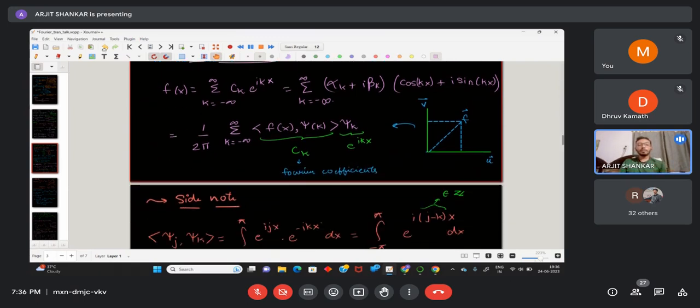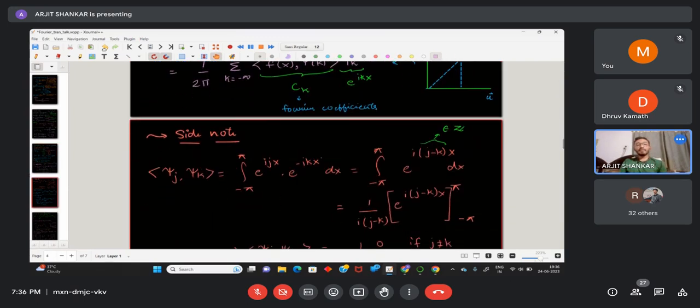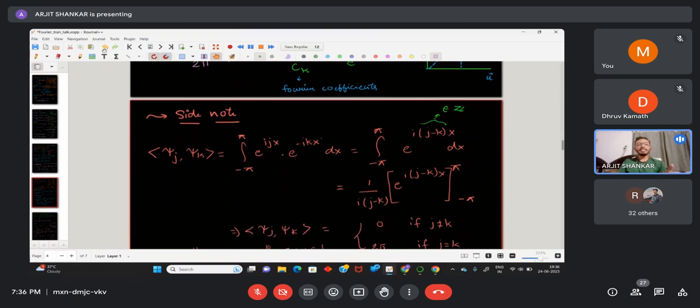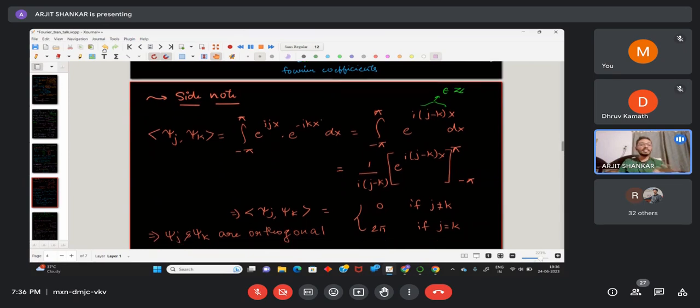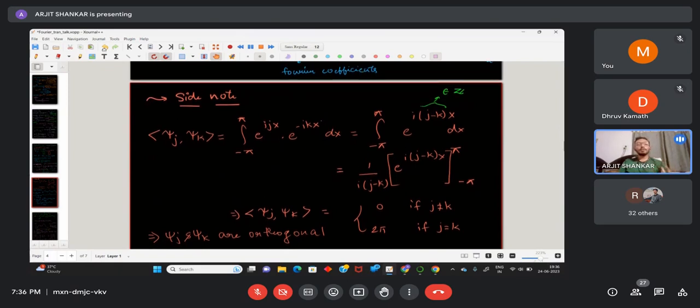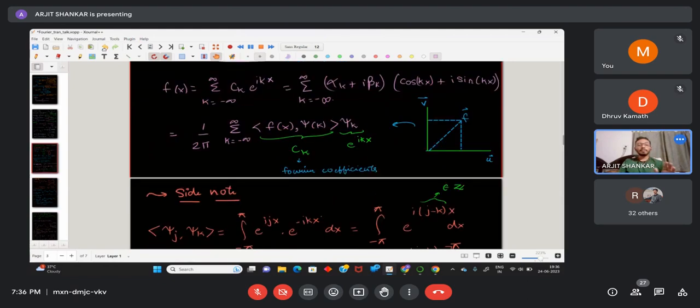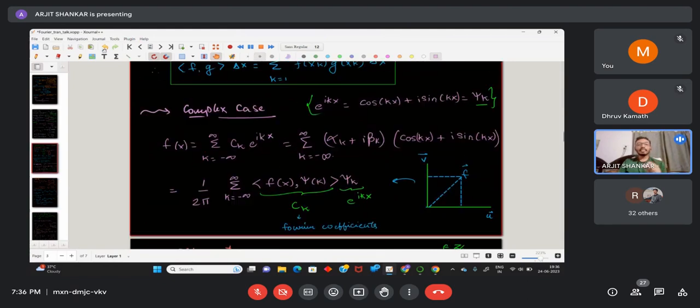So now I will try to prove that the inner product of psi j and psi k will be 0 unless j is equal to k. Meaning if j is not equal to k, this will give you 0, and if j is equal to k, this will give you 2 pi. Now, why am I proving this? I am proving this to show you that psi j and psi k, meaning different frequencies k and j, are also forming an orthogonal basis.